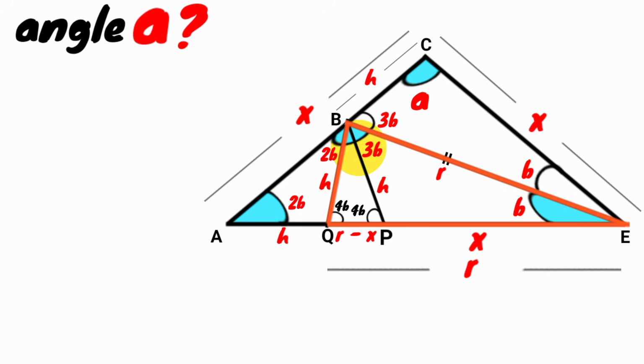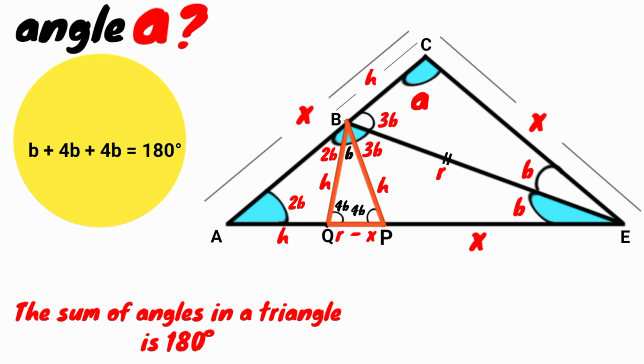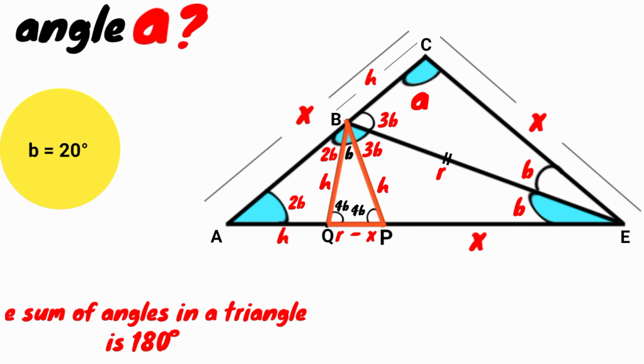But it is divided into two angles, one of which is 3B. Therefore, this must be 4B minus 3B, which is B. Back to this triangle, its angles are B, 4B, and 4B. Based on the rule that the summation of angles in a triangle is 180 degrees, B plus 4B plus 4B equals 180. B plus 4B plus 4B is 9B. Divide both sides of the equation by 9. Here 9 cancels 9, while here 180 degrees divided by 9 is 20 degrees. So B equals 20 degrees.